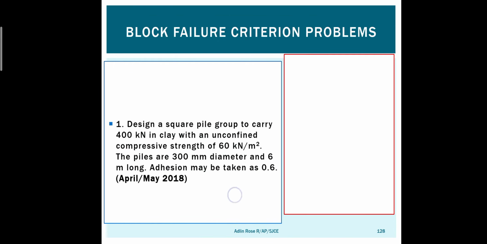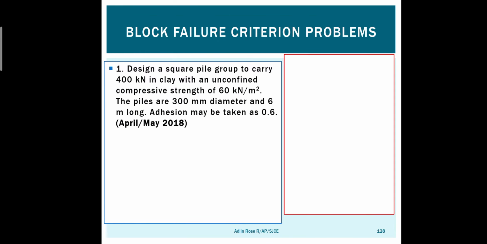Okay. Now we will move to the design of a pile group. This is the last problem. We have come to the end of the unit. Design a pile group to carry a 400 kilonewton load in clay soil with an unconfined compressive strength of 60 kilonewton per meter square. The piles are 300 mm diameter and 6 meter long. Adhesion may be taken as 0.6. So we will solve the problem.